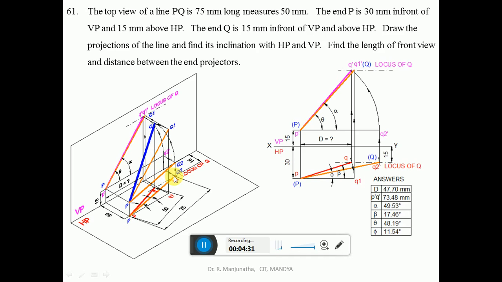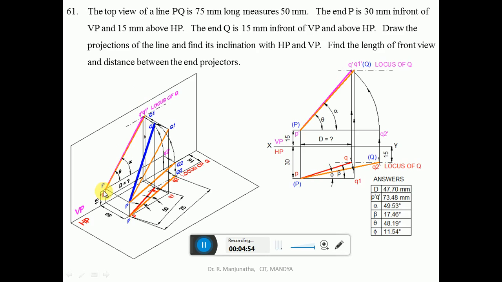From Q2 you draw a vertical projector to the XY line. From here you draw a vertical projector such that it cuts the locus of P in the front view, so that P dash Q2 dash is parallel to HP. Once you find it parallel to HP, this is the front view point of Q2. Then Q2 dash, the end point of Q2, is going to lie on this end projector in the front view.